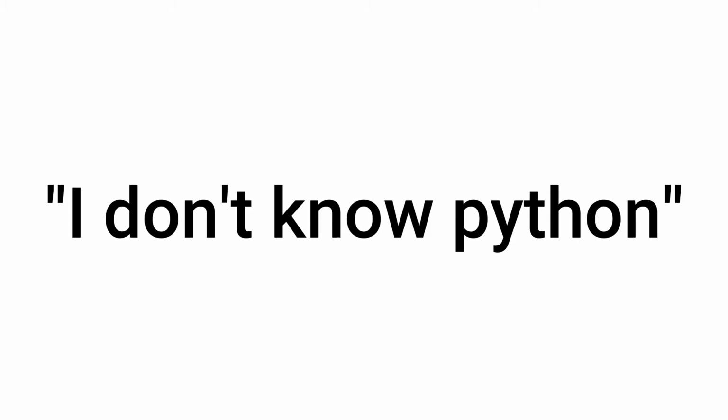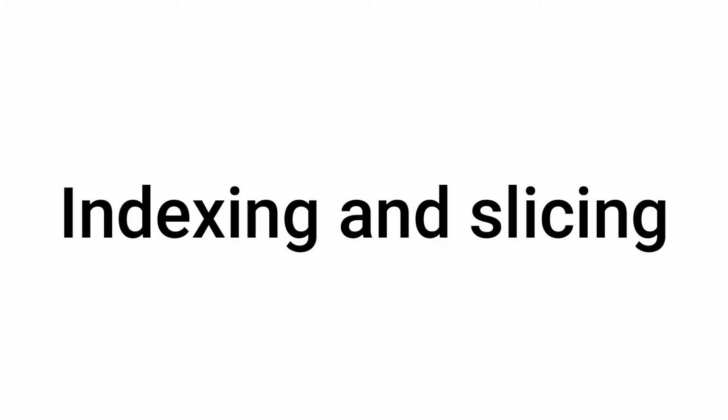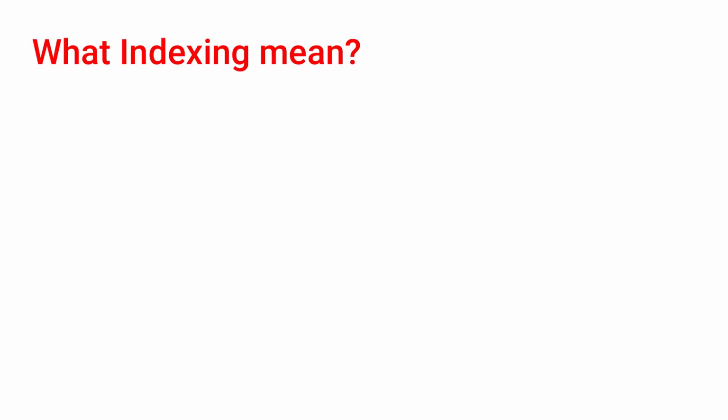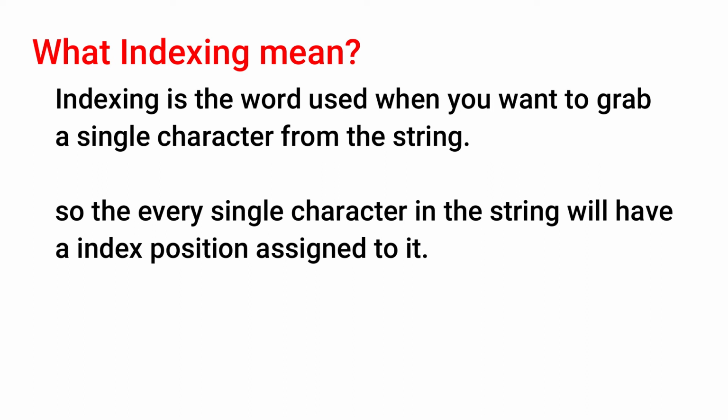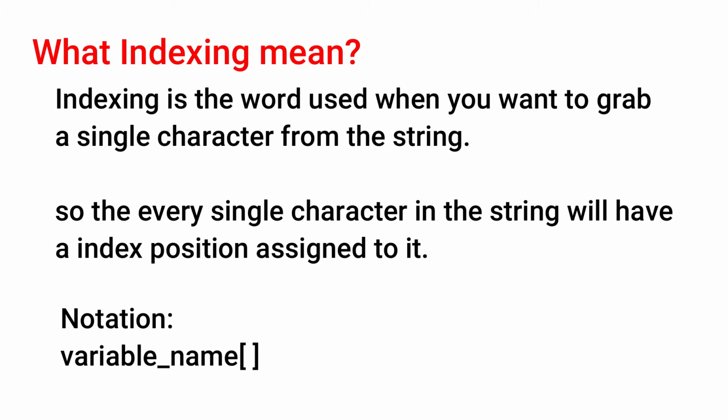So we know that strings are ordered sequences, and that means we can use indexing or slicing to grab substrings of the string. What does indexing mean? Indexing is the word used when you want to grab a single character from a string. Every single character in the string will have an index position assigned to it. The notation of indexing uses square brackets after the string or the variable assigned to the string. The indexing position starts from 0.